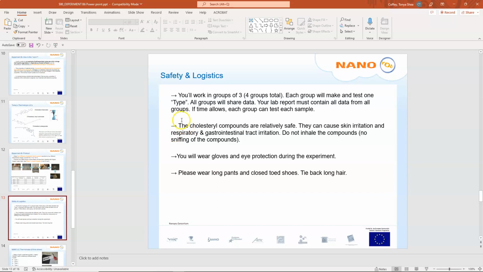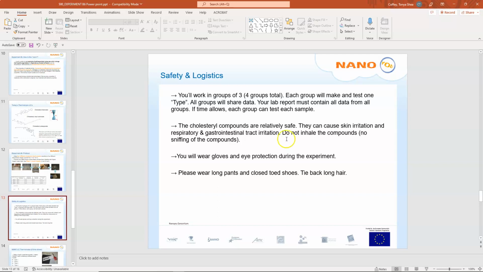Now, these are pretty safe compounds. As you saw, they're present in makeups and things like that. So they're pretty safe. But of course, when they're in the makeup, they're not concentrated. So the cholesterol benzoate is very safe. It's not classified as a hazardous material at all. The other two on the MSDS are listed as possibly causing skin irritation and respiratory and gastrointestinal tract irritation.